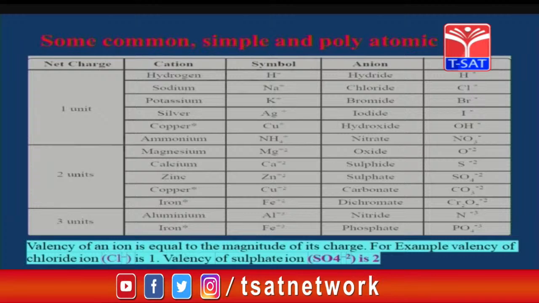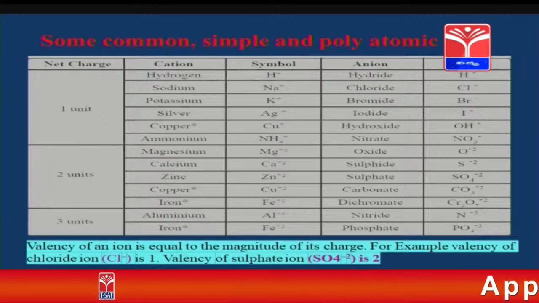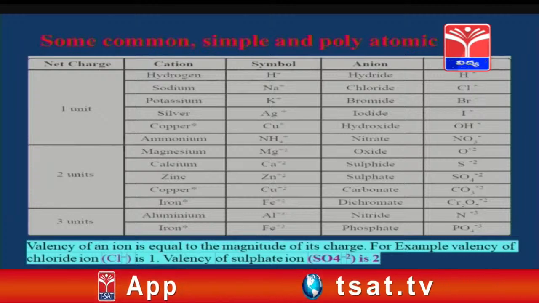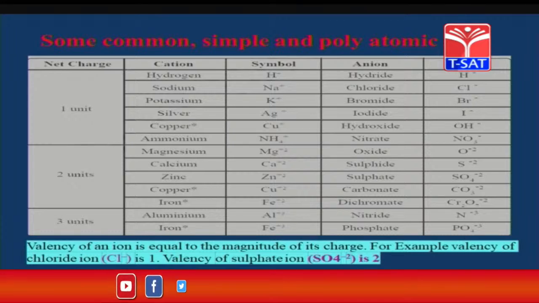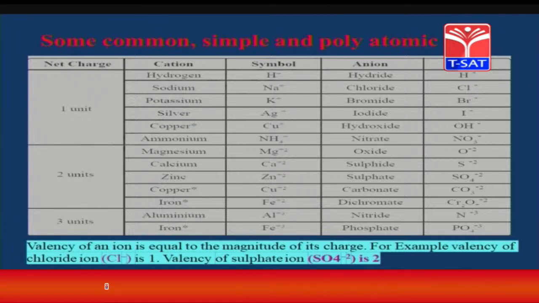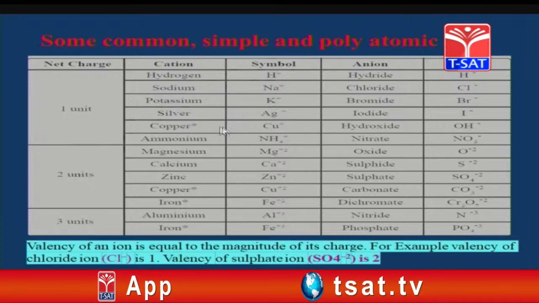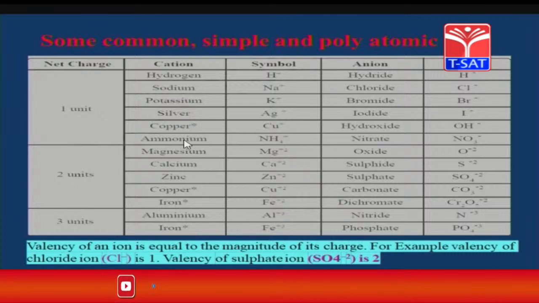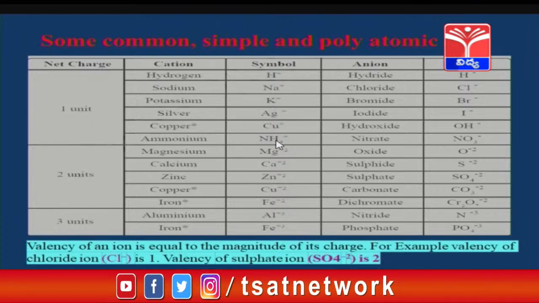So, here some examples are there. In cations, first is hydrogen. Hydrogen forms a cation and its symbol is H+. Sodium forms the Na+ ion. Potassium forms the K+ ion. Silver loses 1 electron and forms the Ag+ ion. Copper loses its 1 electron and forms the Cu+ ion. The ammonium group loses its 1 electron and forms the ammonium ion, NH4+.